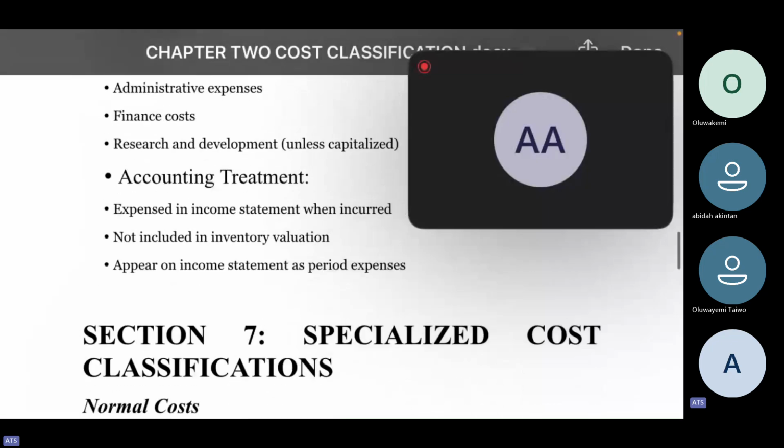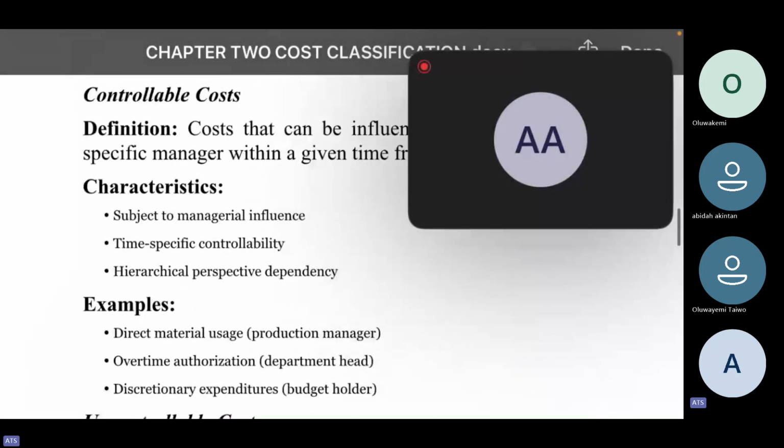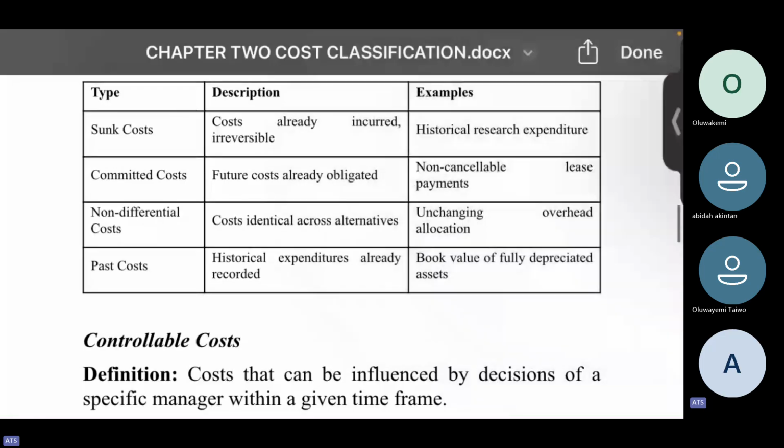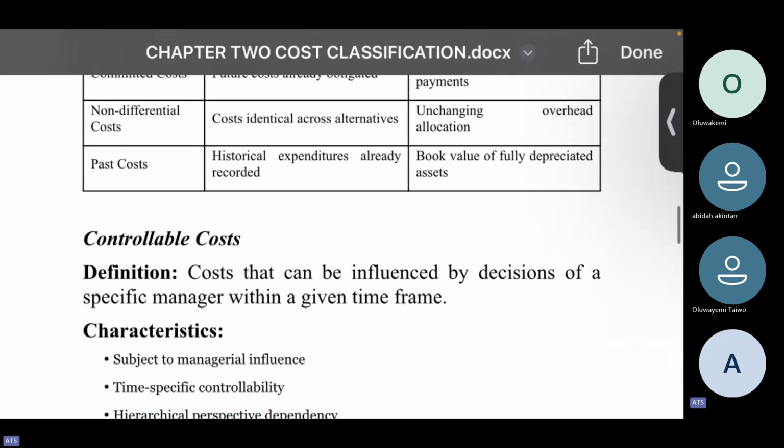That is according to relevant and irrelevant costs. And then we also have controllable and uncontrollable costs. That is another classification. Controllable costs are costs that can be influenced by the decisions of a specific manager within a given time. Personally, I like to define controllable costs as avoidable costs, costs that happen because you decided to produce. They are not beyond your control. It is influenced by decisions of the manager within a specific time. So those are controllable costs.